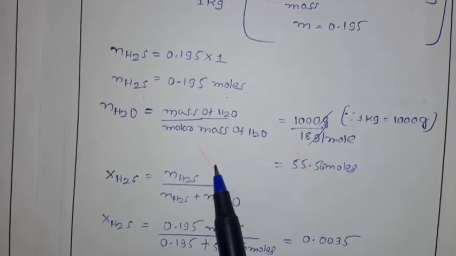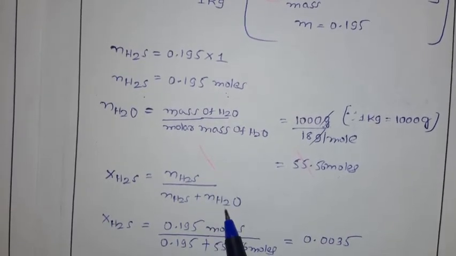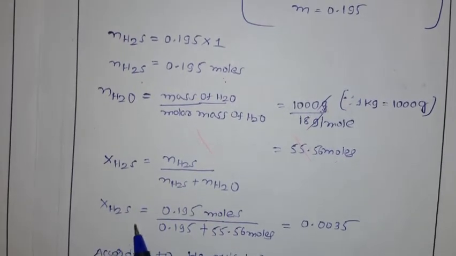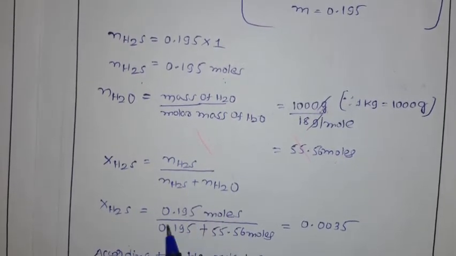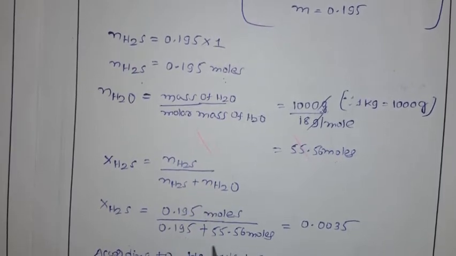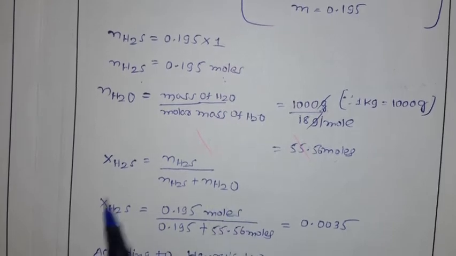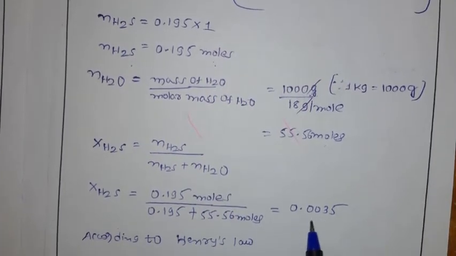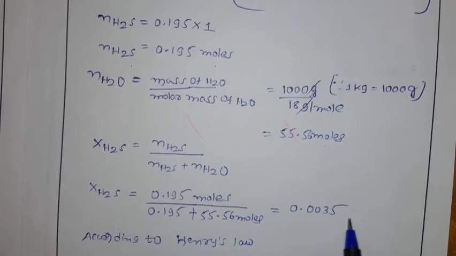We have the number of moles of hydrogen sulfide and the number of moles of water. Now you can calculate the mole fraction. Mole fraction equals the number of moles of hydrogen sulfide, which we got as 0.95 moles, divided by 0.95 plus 55.56. If you go for simplification, we get 0.0035. The mole fraction of hydrogen sulfide came.